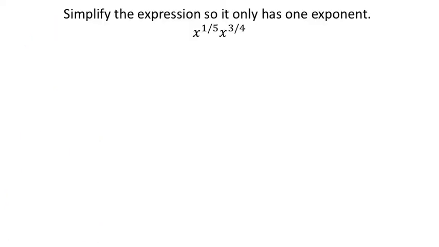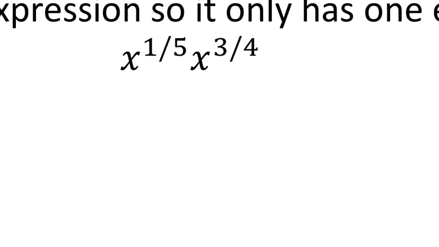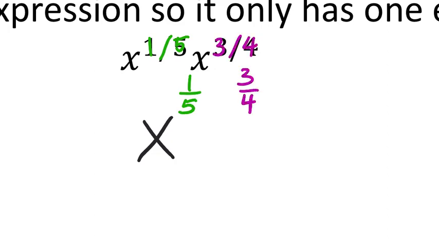All right, simplify this expression so it only has one exponent. We do have one base, so that's nice. Let's look at this base right here. So here's what I got: the same base, x. Right here I've got 1/5, right? So I'm going to write it as a fraction. Then I've got my other fractional exponent, 3/4, right there. Since I'm multiplying the bases, it's not shown, but I'm adding the exponents right there.